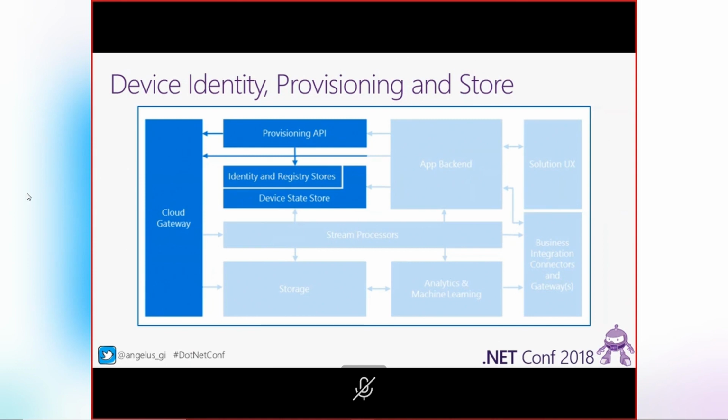The device state store is another part of the architecture of an IoT solution. In this store, we can collect all the data about a device.